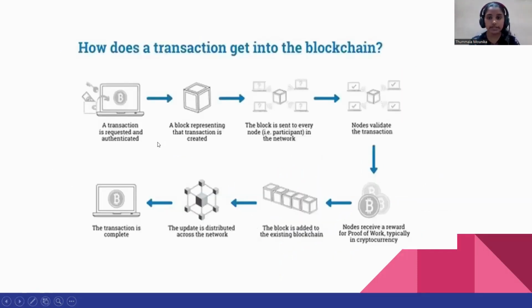How does a transaction get into a blockchain? When a transaction is requested, a block is created, and this created block is distributed among the nodes, and these nodes validate the transaction. For validating, each node gets a cryptocurrency for its work, and the block is then added to the existing blocks. This update is distributed across the network, and then the transaction is said to be complete.